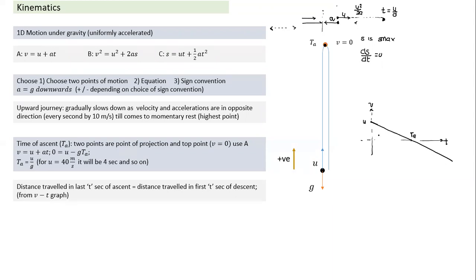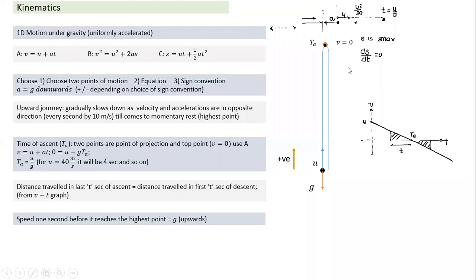And what you notice here is the distance traveled in the last t seconds of ascent. Suppose from here, this time interval is t seconds, this is the last t seconds of ascent, and this will be t seconds after reaching the top point. These two areas are equal, and this is a simple and important property. We can just keep it in mind, it's not a memory point. Distance traveled in the last t seconds of ascent is equal to distance traveled in the first t seconds of descent. So whatever distance it falls, we can write from the VT graph.